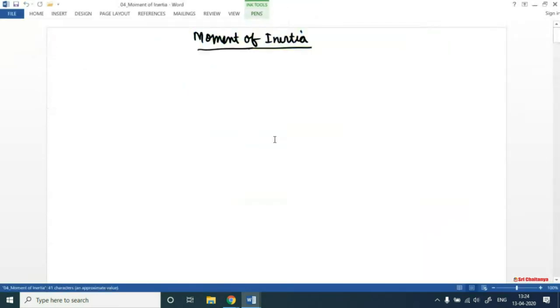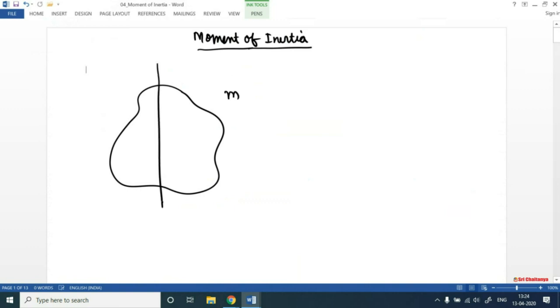So, moment of inertia. How does this concept arise? Let's look into one picture. Let's say we have some rigid body of mass m, undergoing purely rotational motion, or fixed axis rotation, and this rigid body is rotating with angular velocity omega about this axis. We wish to find out the kinetic energy of this rigid body.